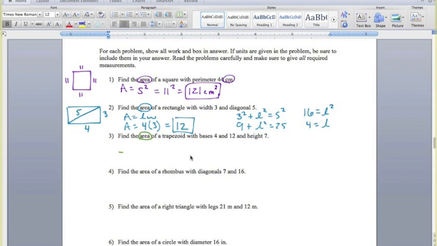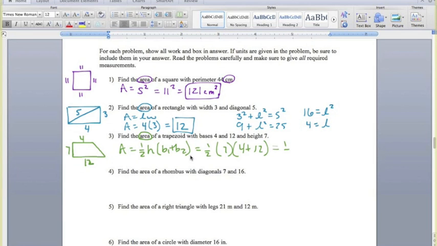Next one, find the area of a trapezoid with bases of 4 and 12 and a height of 7. Area of a trapezoid formula is one that you do need to have memorized: a half of height, base 1 plus base 2. That's probably one that you're less familiar with, so you should put some extra effort into studying it and making sure that you know it. If we plug in what we know from the problem, the height is 7, the bases are 4 and 12, and we know everything we need to calculate this.